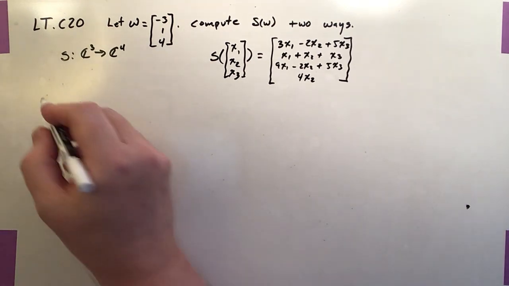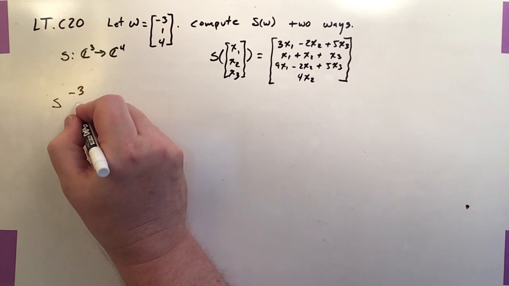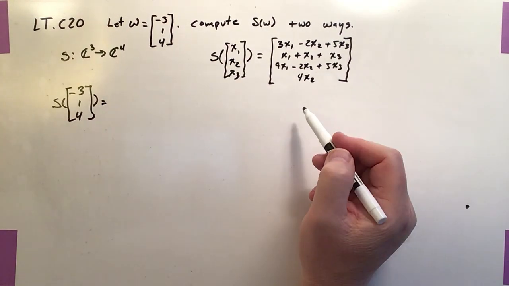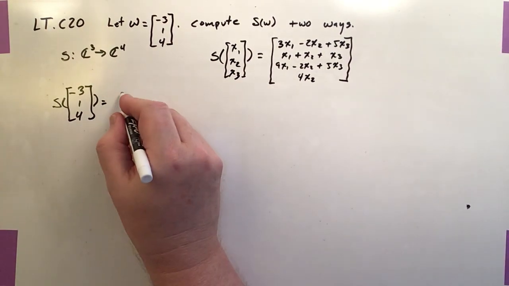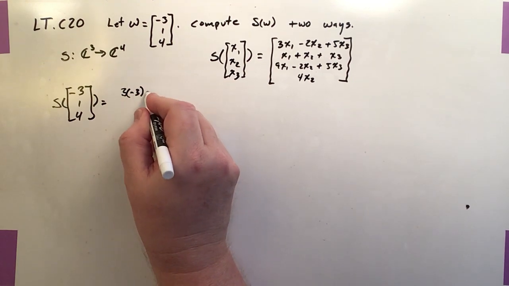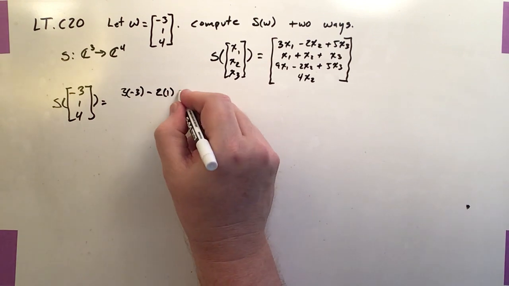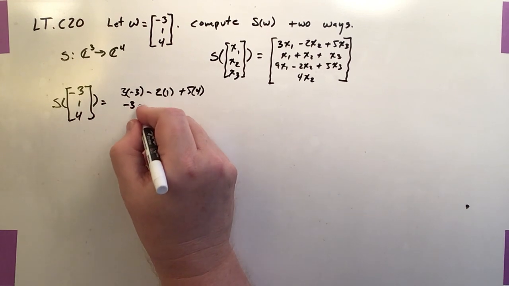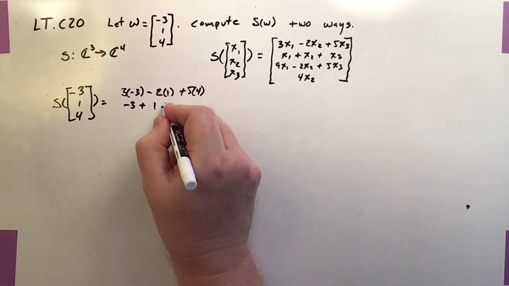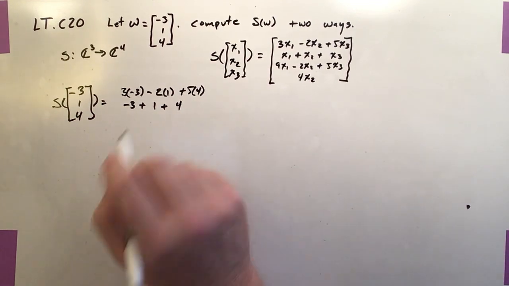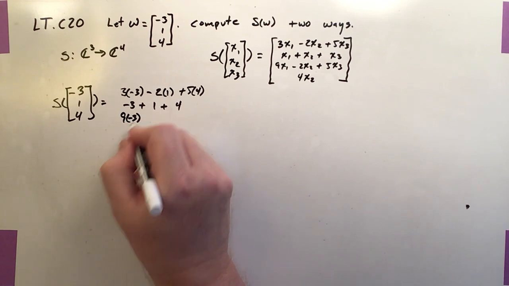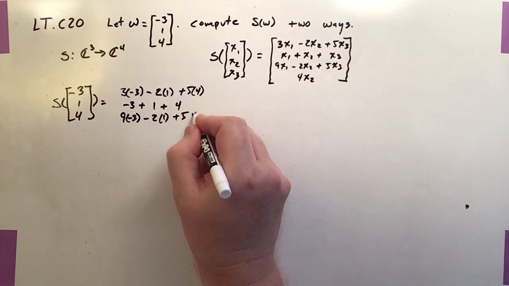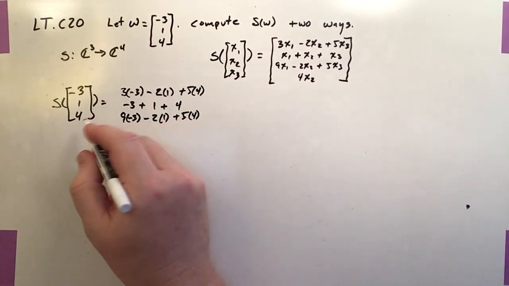We're just going to calculate S of negative 3, 1, 4. In order to do that, we're just going to plug it directly in. So the top row is going to become 3 times negative 3 minus 2 times 1 plus 5 times 4. The middle row is going to become negative 3 plus 1 plus 4. The third row is going to become 9 times negative 3 minus 2 times 1 plus 5 times 4. And the bottom row is just going to be 4 times 1.